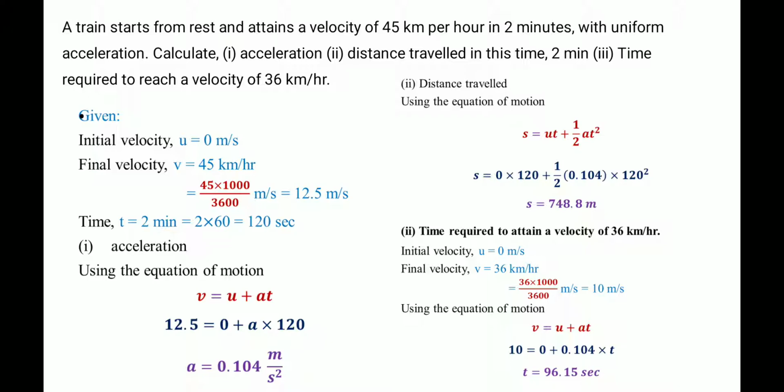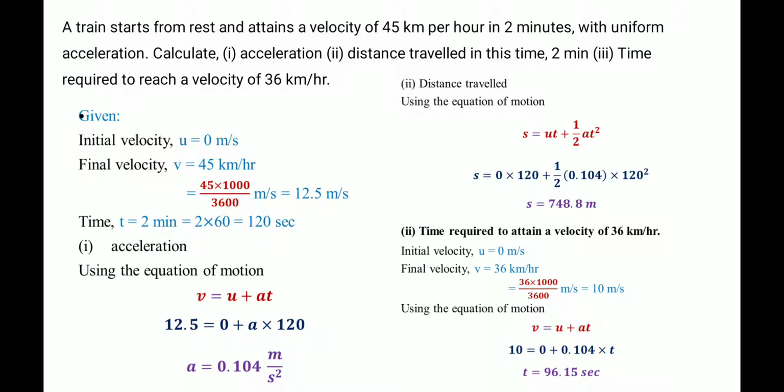So we have to convert it into meter per second. Kilometer means 1000 meter, so 45 into 1000 meter. In order to convert hour into second, we have to divide by 3600. We will get 12.5 meter per second. And the time is 2 minutes. It takes 2 minutes to attain the speed of 45 km per hour. So time is equal to 2 minutes. One minute means 60 seconds. So multiply with 60, we will get 120 seconds.